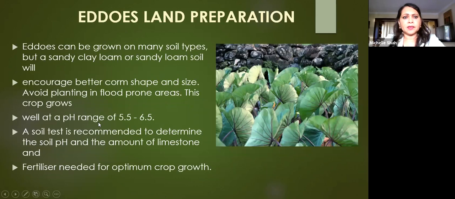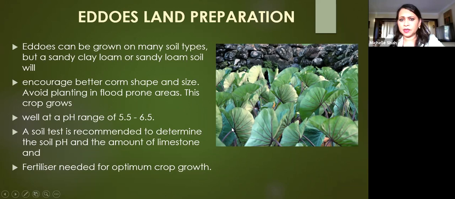The land preparation for edibles. They can be grown in many soil types, but sandy clay loam or sandy loam soil will encourage better corm shape and size, and avoid planting in flood-prone areas. This crop grows well at pH 5.5 to 6.5. A soil test is recommended to determine soil pH and the amount of limestone and fertilizer that is needed for optimum growth. So we have here a field of edibles. You see the leaves shown here.